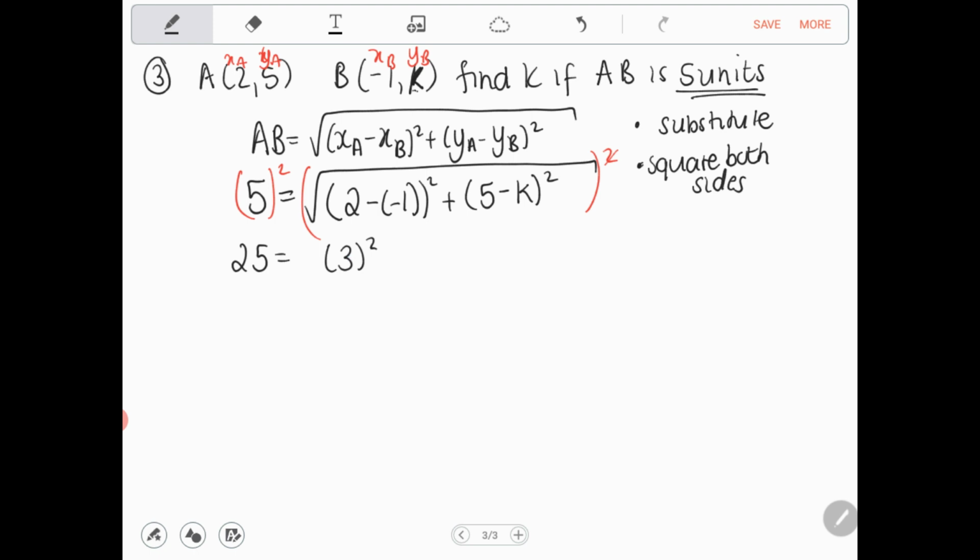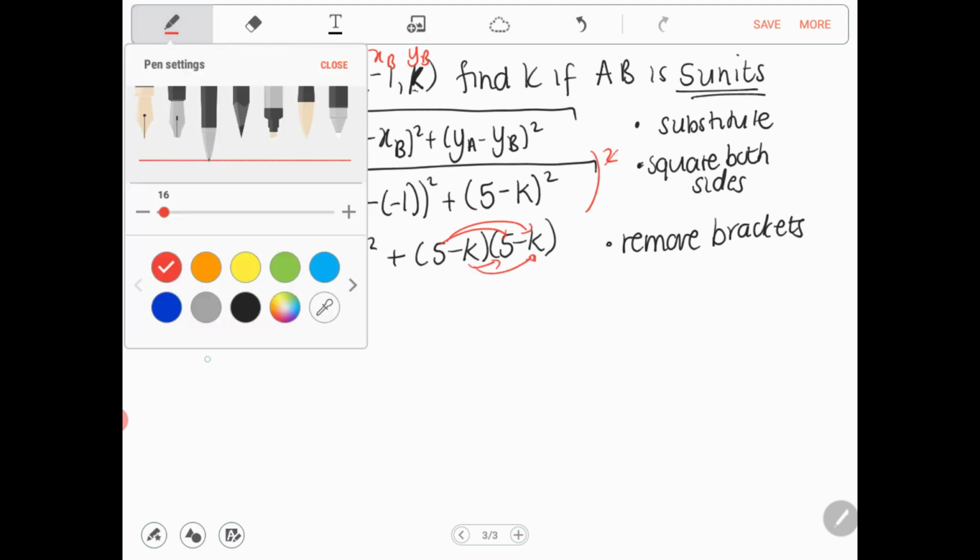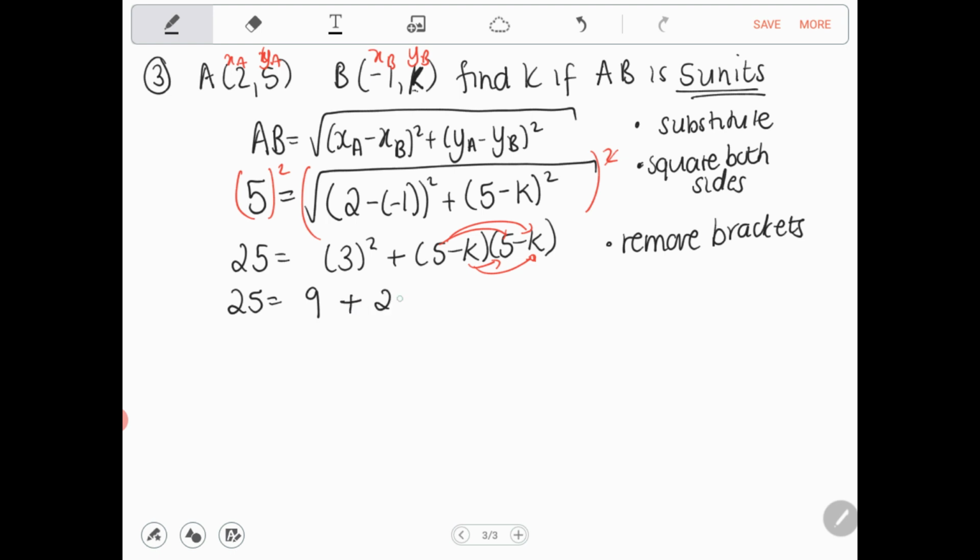Negative times a negative is a positive there. And remember with this one, you either square the first, twice the product of the two, square the last, or you write it out twice and you FOIL it. Okay, so we're removing the brackets. Right, so this will be 25, this will be 9, and then this, remember you have to FOIL out. Okay, so we've got 25. Negative 5k and negative 5k will give you a negative 10k plus a k squared.